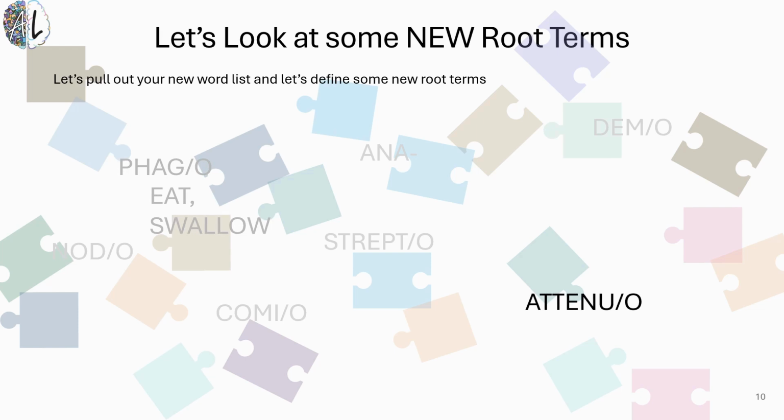Next up is the root term attenuo. Attenuo. What does that mean? All right, attenuo refers to a weakening of something, to weaken it.